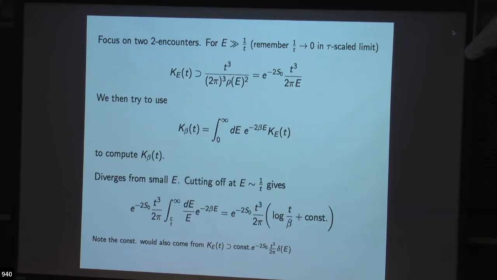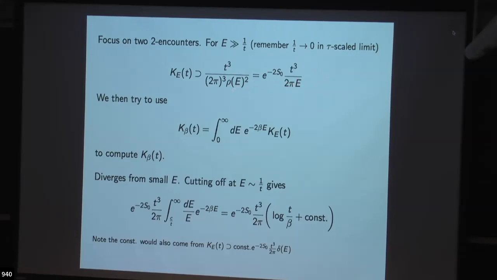And if we take the answer for these graphs, when the energies are large, much bigger than 1 over t, and we have to remember that in this tau scale limit that we're going to take, 1 over t goes to 0, because t scales with e to the s naught. Then we get a simple answer, which is the encounter answer for KE. So the two encounters contribute exactly this, where we've used that rho of e is like square root of e, so we get a 1 over e.